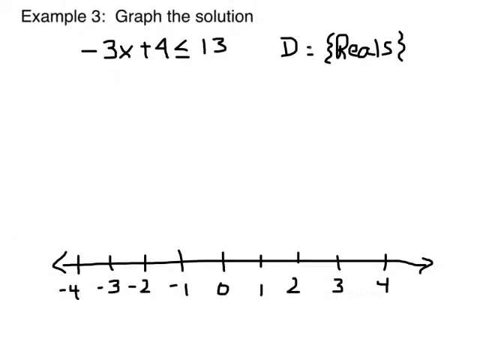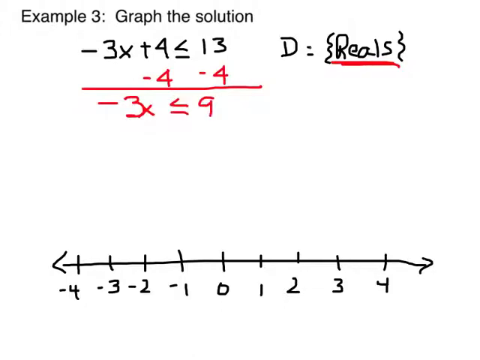All right, example 3 says graph the solution to negative 3x plus 4 is less than or equal to 13. In this one, our domain is real numbers, so we're going to have a line and not the little dots. So the first thing we're going to do here, just like if we were solving an equation, is subtract 4 from both sides. So we have negative 3x is less than or equal to 9.